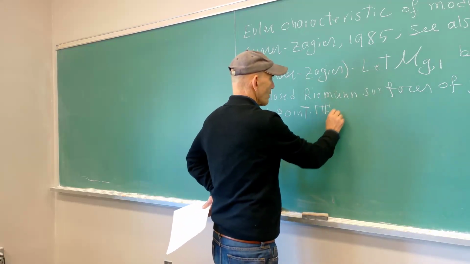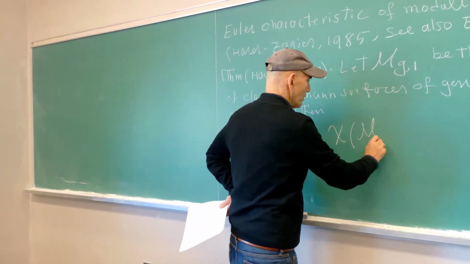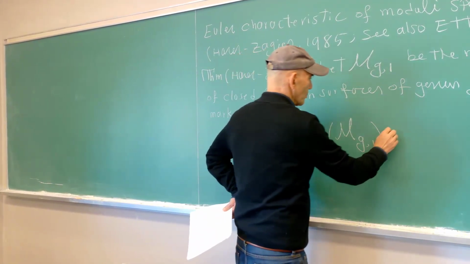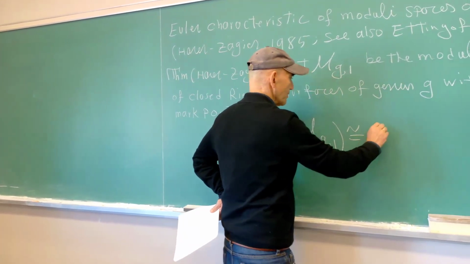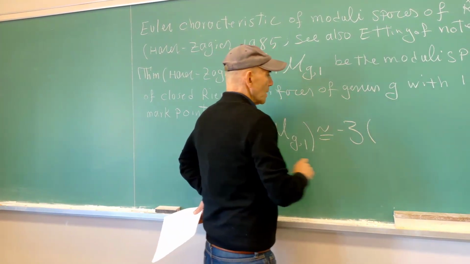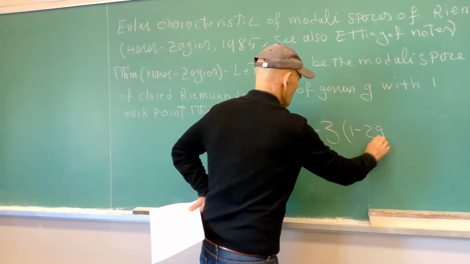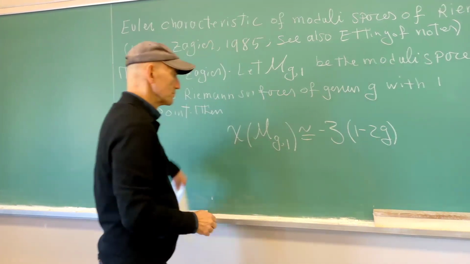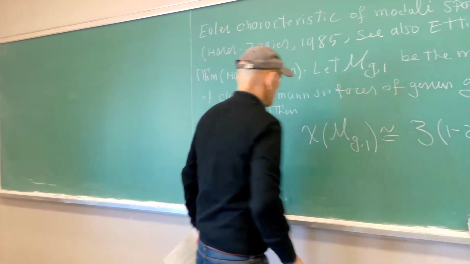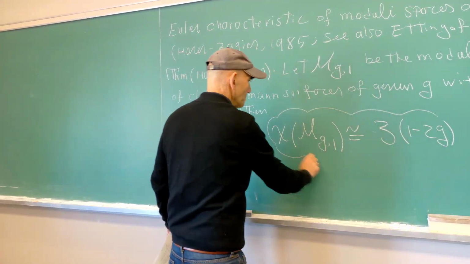Then the Euler characteristic of M_{g,1} is equal to the zeta function at 1 minus 2g. I'm trying to, actually there's no negative. Okay, so this is the formula.